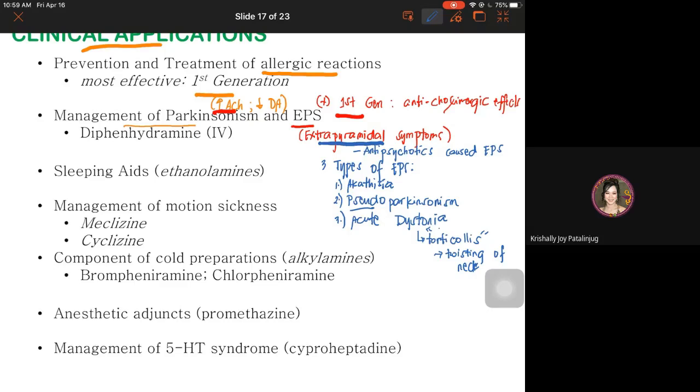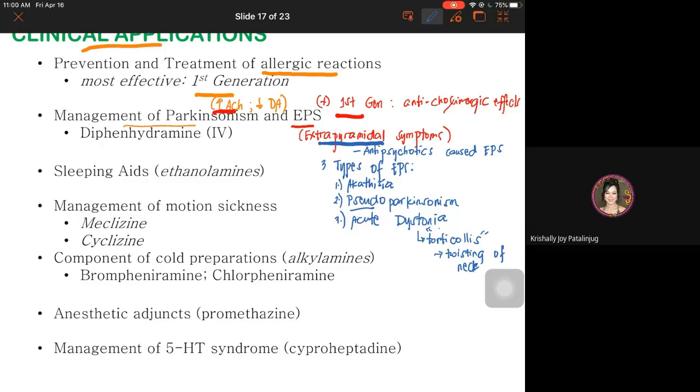So, twisting of the neck, yan yung meaning ng medical term na torticollis. One of the most common symptoms ng acute dystonia. Yung twisting of the neck, that is simply due to involuntary contraction ng neck. Iyahang association, mura siya stiff neck.